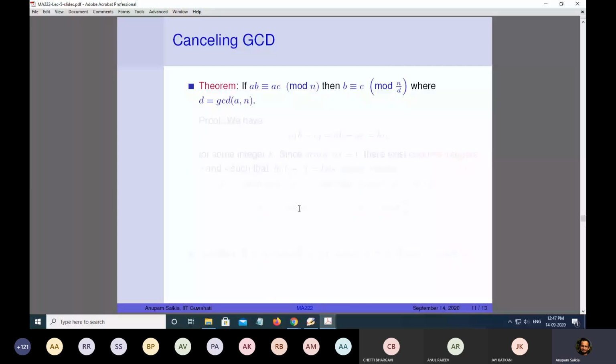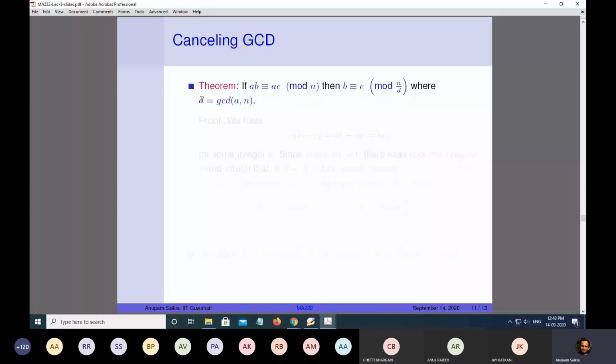Another important property of congruence is how we cancel. In general, forget congruence, if we have integer multiplication, if AX equals AY and A is non-zero, I can cancel A and say that AX equal to AY implies X equal to Y. Similarly, if I want to do such cancellation in congruence, I have to be a bit more careful because I have to keep track of the GCD, which is quite obvious if you think about it. If AB equals AC, it's not that I just cancel A, I may have to cancel something from n also, which is the GCD of A and n.